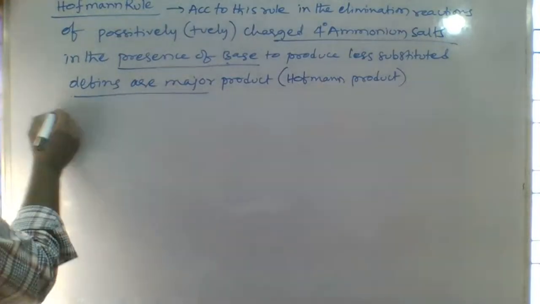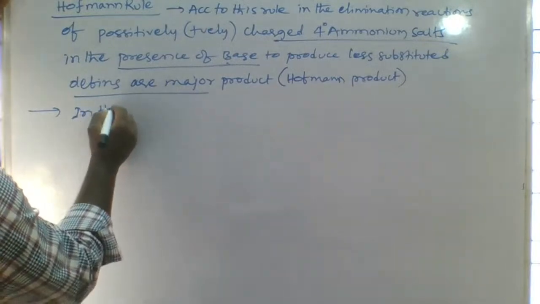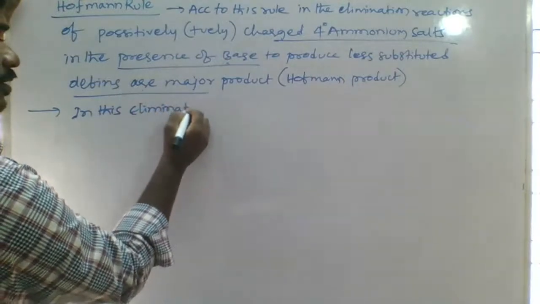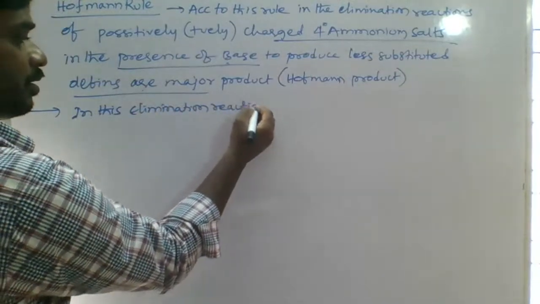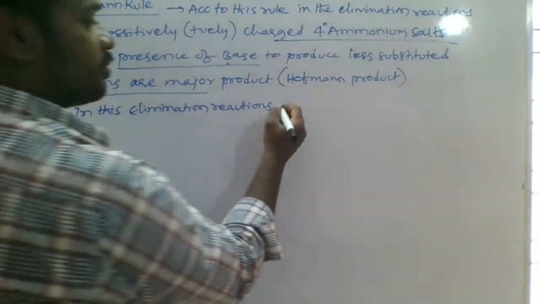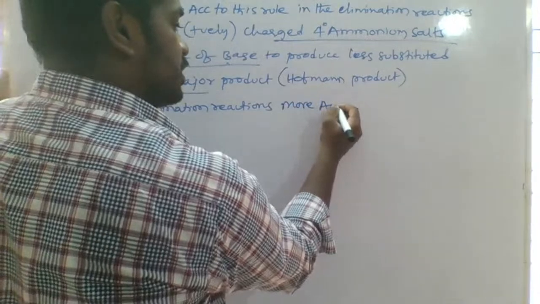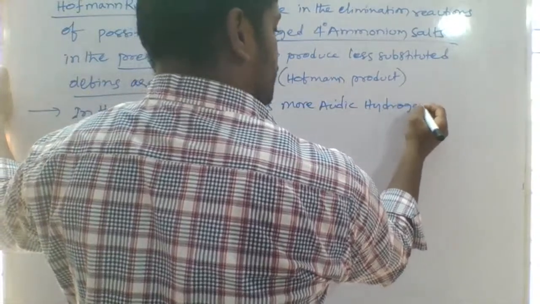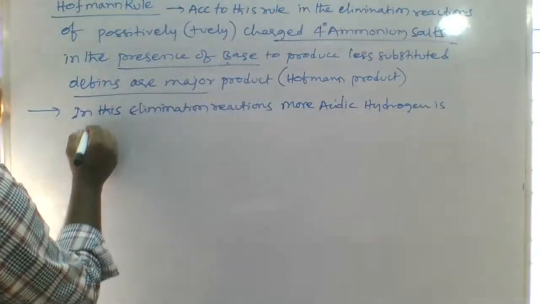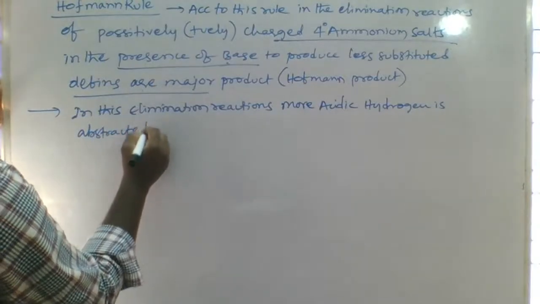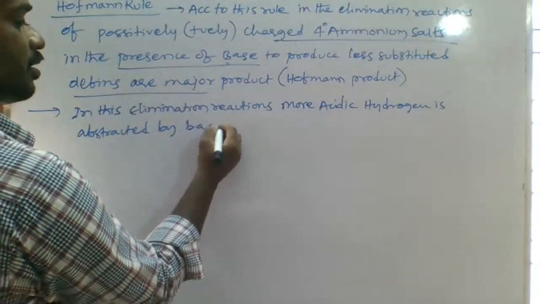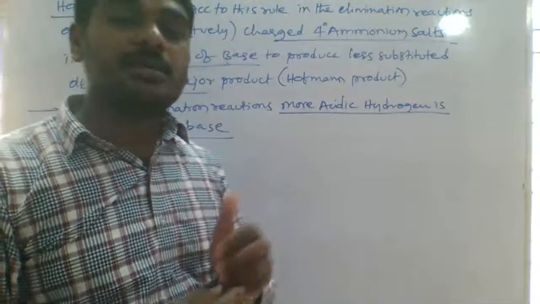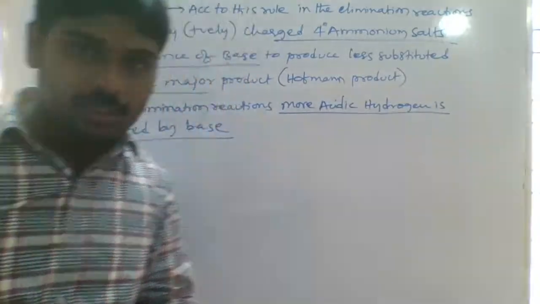In these elimination reactions, the most acidic hydrogen is abstracted by the base. Here, the more acidic hydrogen is abstracted by the base. Nothing but the base is taking the more acidic hydrogen.